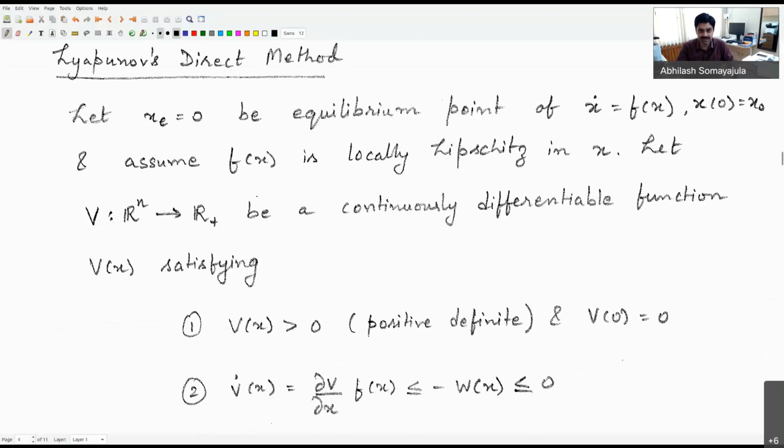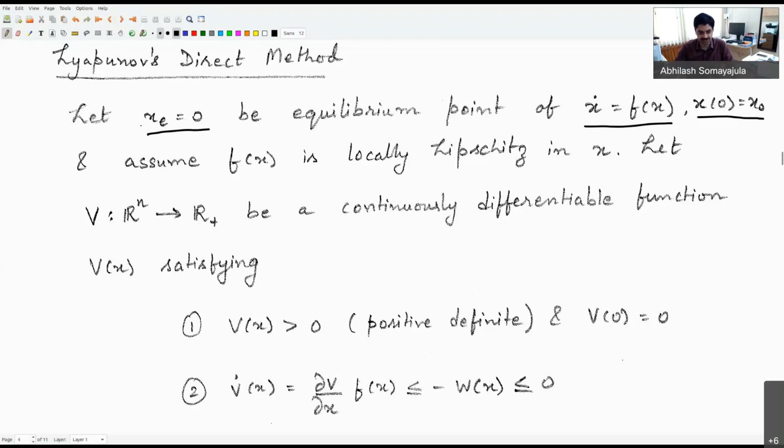Assume that I have a system x dot is equal to f of x with the initial condition x of 0 is equal to x naught. So I'm looking at an initial value problem. And it's an autonomous system, which means f doesn't have an explicit dependence on time. I want to understand that if it has an equilibrium point at x equal to 0, then how do I prove that this equilibrium point is stable or unstable?